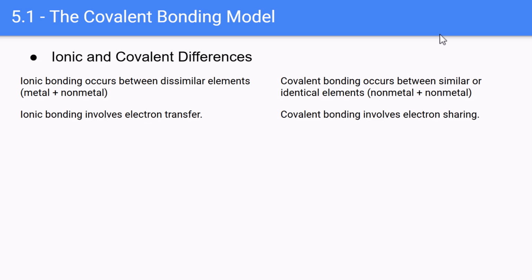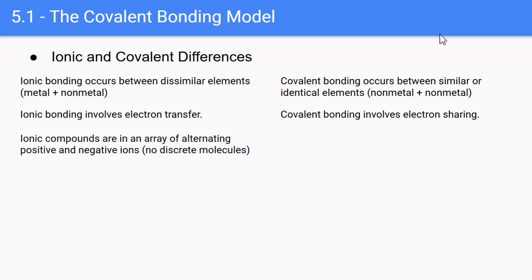But rather than donating electrons, that is, one atom getting rid of its electrons and another atom gaining its electrons, 2 atoms are going to share pairs of electrons in order to satisfy the octet rule. You'll see why that's the case when we look at a couple of examples here in just a little bit.